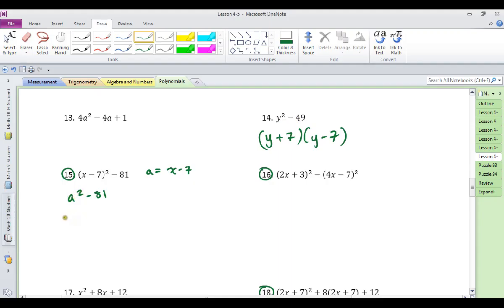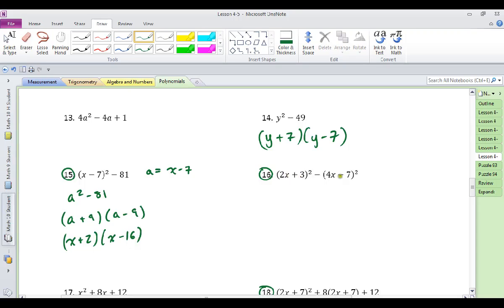What's the square root of A squared minus 81? A plus 9 and A minus 9, yeah? Everyone still cool? Great. What is A? X minus 7. What's x minus 7 plus 9? X plus 2. And what's x minus 7 minus 9? What's minus 7 minus 9? X minus 16. And it's done. Does everyone see that trick?